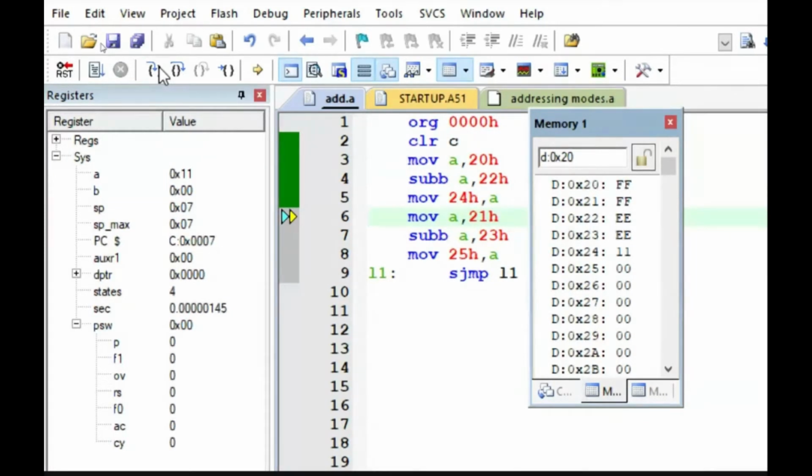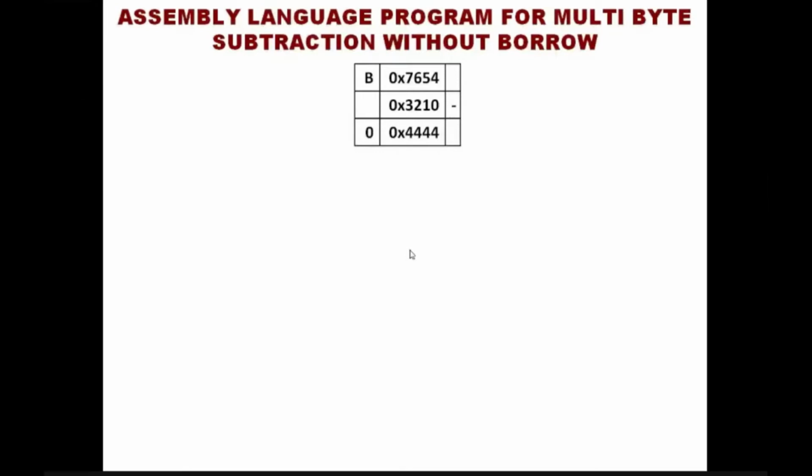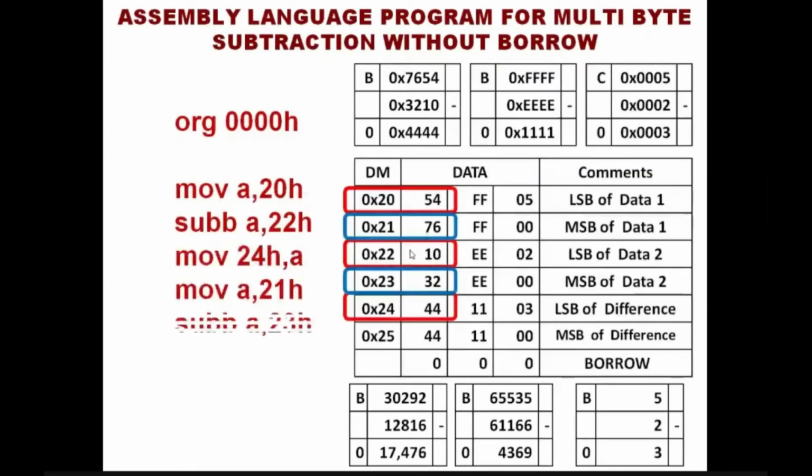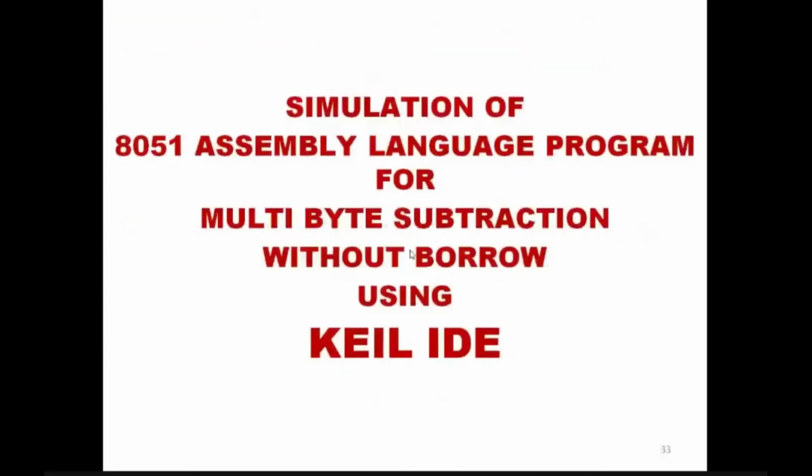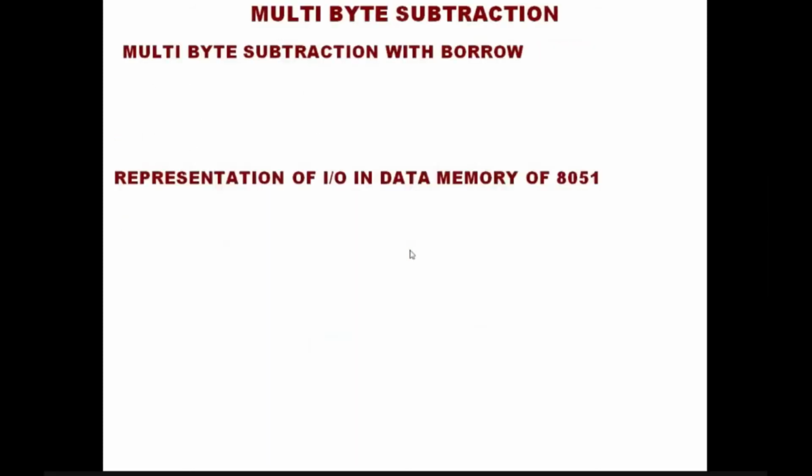Then move A, 21H, 21 is FF. Again, subtract with borrow. There is no borrow because the carry flag is 0 only. Hence, FF minus EE, which is 11, and the answer is 11, and the program is halted. So this is how 16-bit subtraction has to be done. Multi-byte subtraction with borrow. You can see the simulation of the assembly language program for multi-byte subtraction without borrow, with borrow.